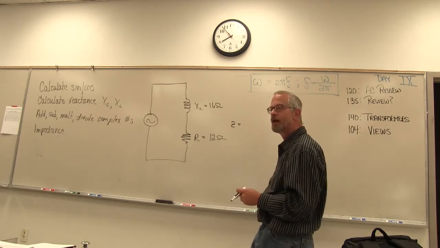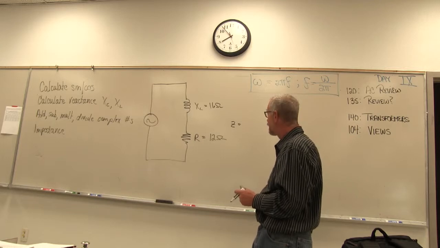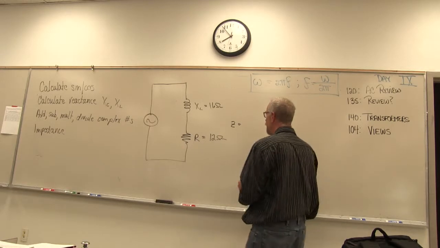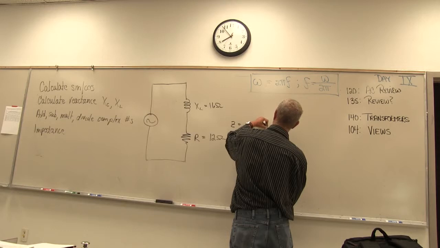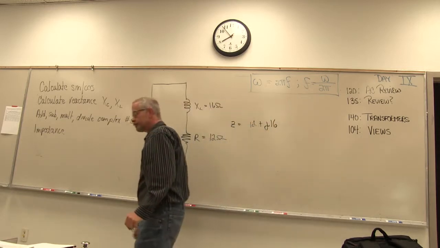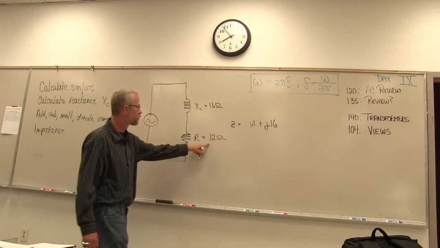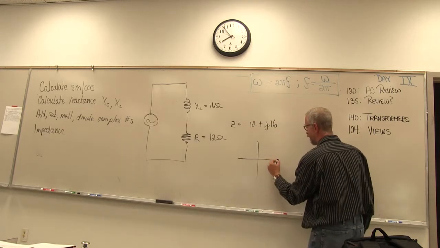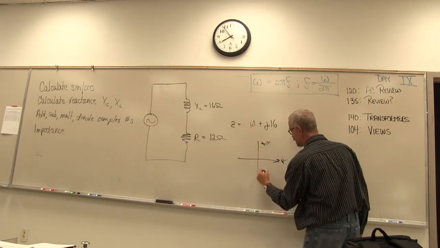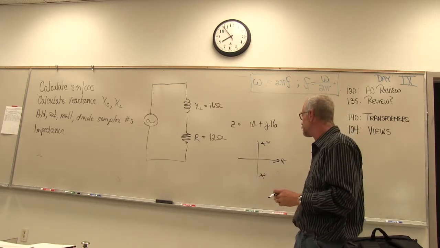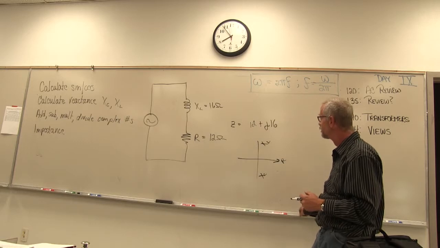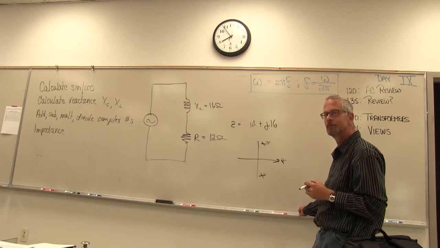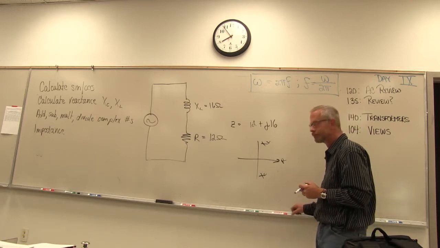You should have the answer already written down. It should have taken you about 4 seconds to write down that answer. Do you have it written down? How about 12 plus j16? Twelve ohms of resistance, 16 ohms of inductance. Remember, on our axes are X sub L, X sub C. You looked at that. So if it was a capacitor, it'd be 12 minus j16. That's correct.